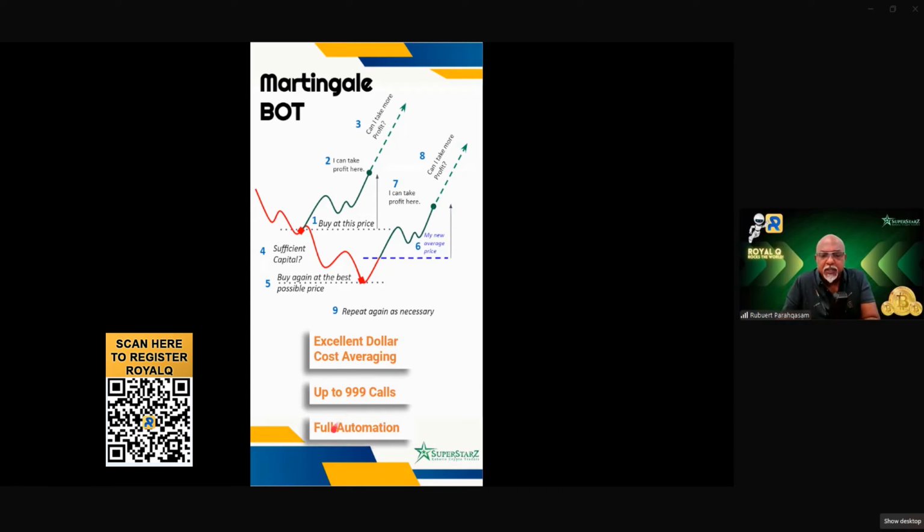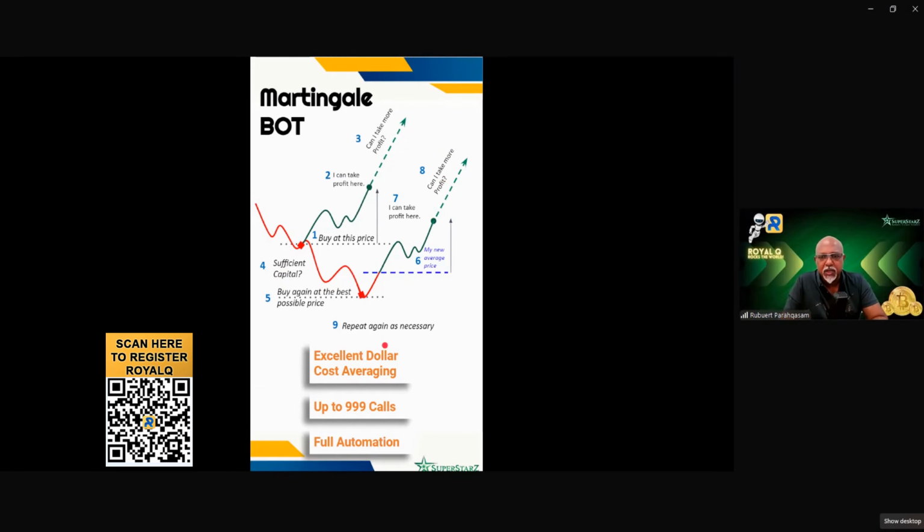Now, this is done with full automation. Once you've given the instructions to the robot, you can go on and do whatever it is that you do and allow the robot to do its job. This is income on autopilot. This is how the martingale bot works. We understand this very well. Let's take a look at the track record. Does this robot have any track record at all? Yes. Your mind is going to be blown away with this.